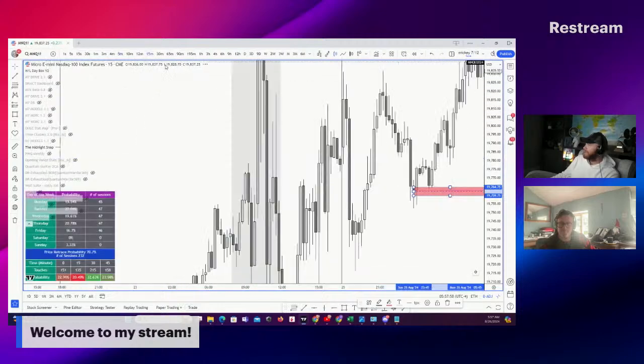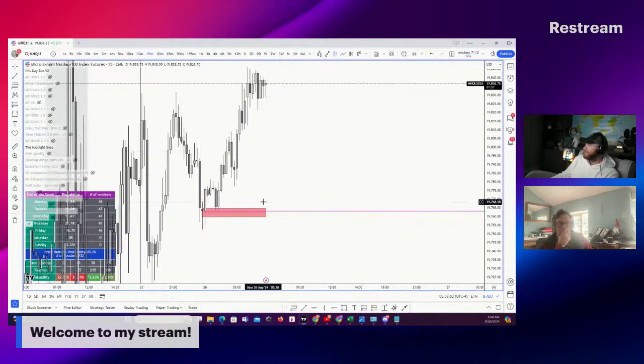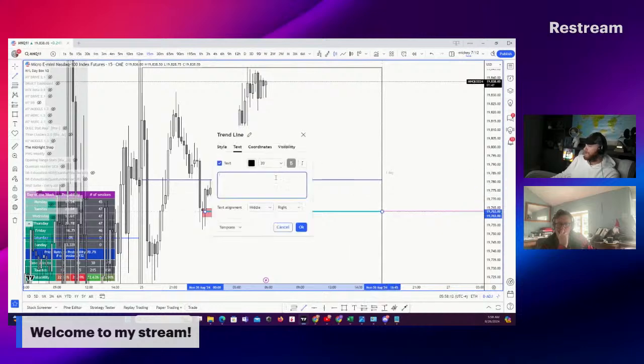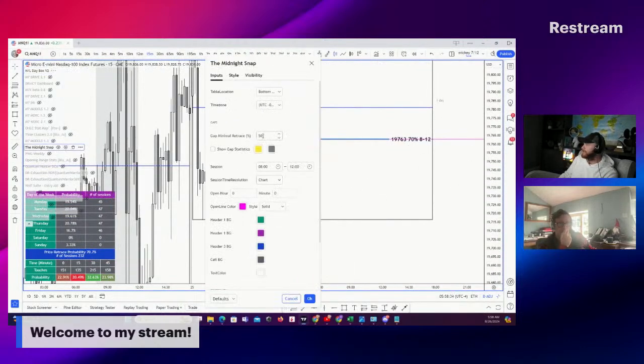So going back to the 15-minute chart, right? So we know our first time-based probability is at 19,763, 70% from 8 to 12, right? Still has a 70% chance. Now we're going to do settlement.